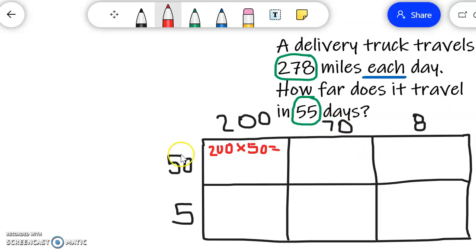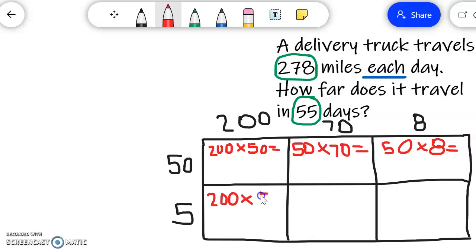My second equation, when I distribute to the tens place, is 50 times 70. And when I distribute to the ones place, my equation is 50 times 8. Now I'm ready to distribute my second number, which is the 5. So my first equation for the 5 is 200 times 5 in the hundreds place. And in the tens place, it's 70 times 5. And in the ones place is 8 times 5.